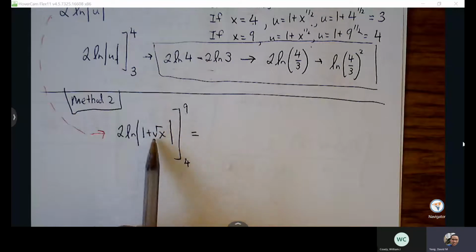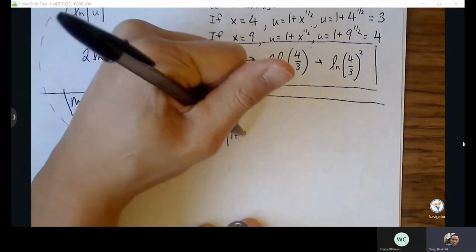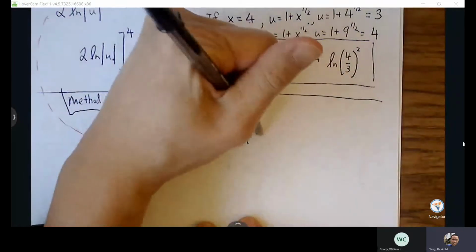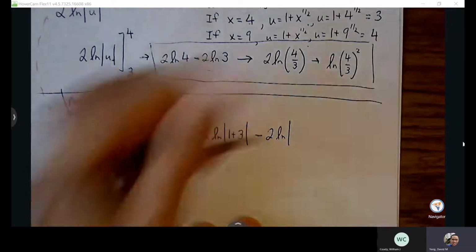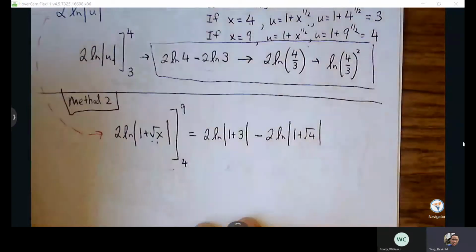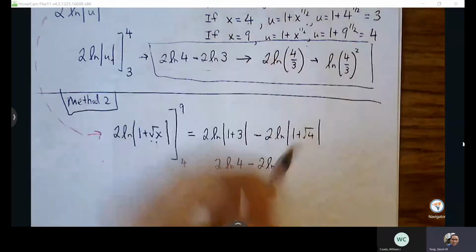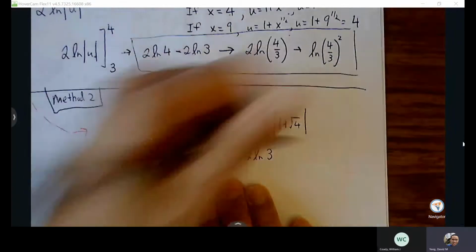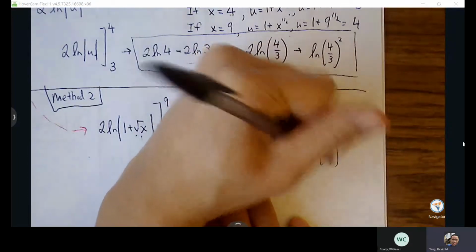Okay. Upper bound in for x. Square root of 9 is just 3. And then plug in the 4 in for x. So I get 2 natural log of 4 minus 2 natural log of, this is root 4 is 2, 1 plus 2 is 3. So we get the same answer. Any variation is fine. Any method is fine.